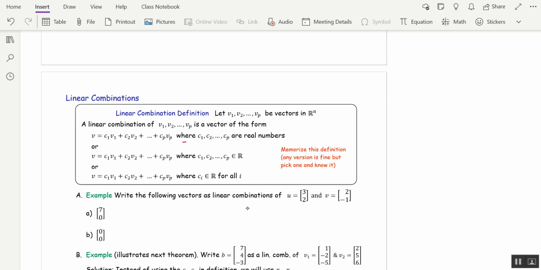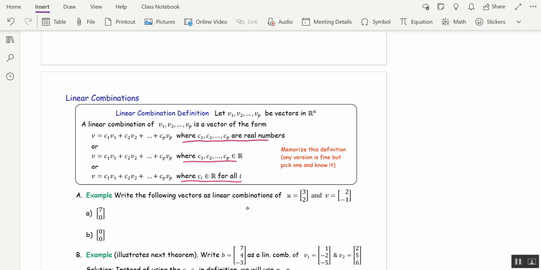Now you can say this one of three ways. You can say where c1 through cp are real numbers, you could say where c1 through cp are contained in R, or you could say where ci is contained in R for all i. Those are three different ways of saying the same thing. Pick one version and memorize it because you will be tested on it, and don't get sloppy in your definitions.